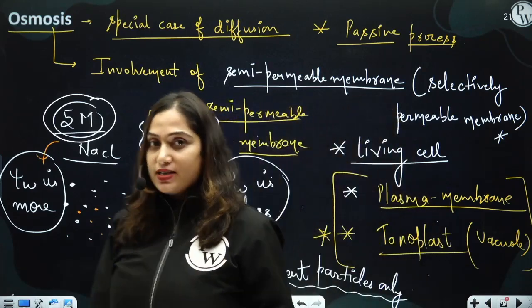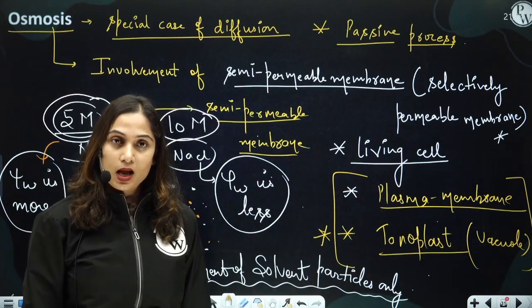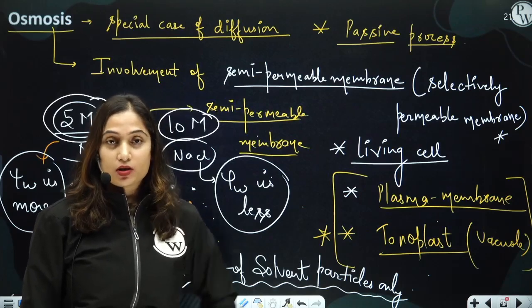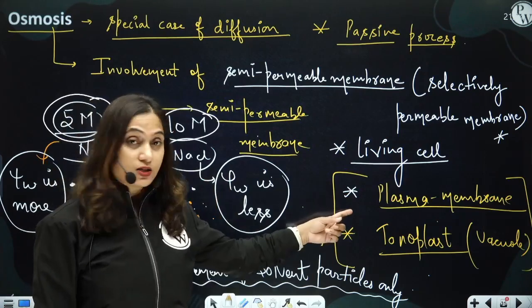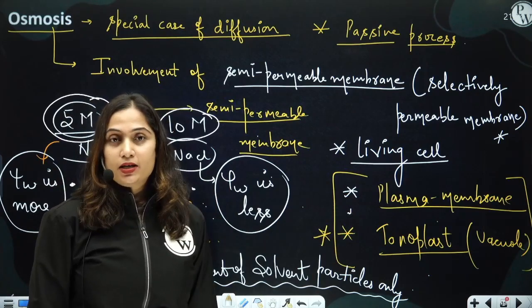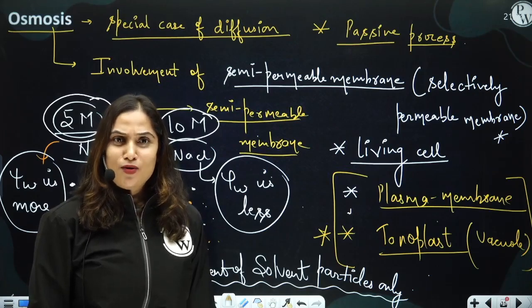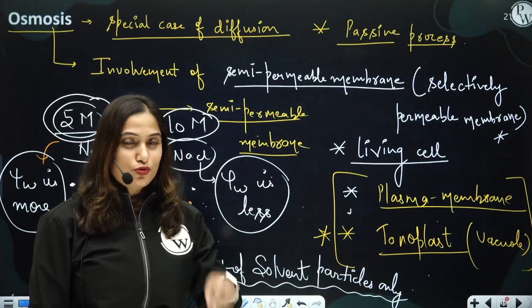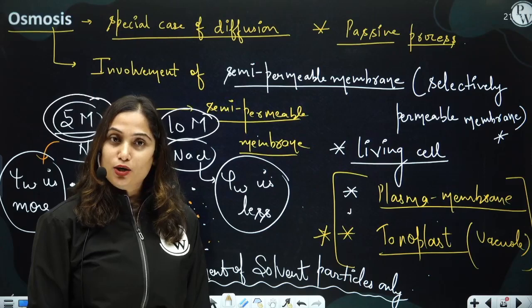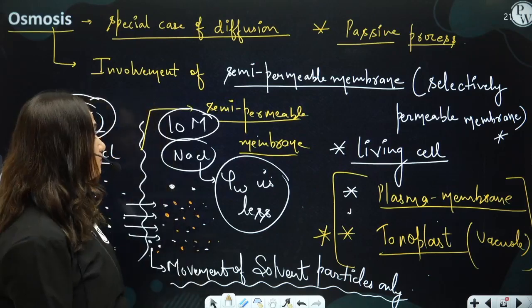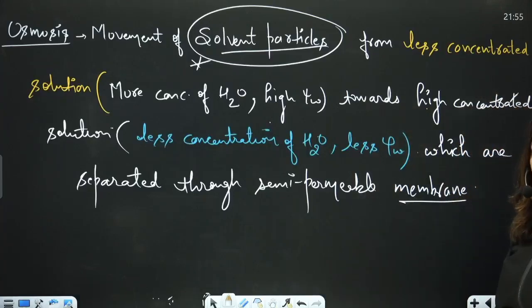In case of a living cell, the semi-permeable or selectively permeable membranes are two: the plasma membrane and the membrane of the vacuole, that is the tonoplast. In a plant cell, water has to cross two semi-permeable or selectively permeable membranes, the plasma membrane and the tonoplast. Clear? Okay. So, what can be the definition of osmosis?